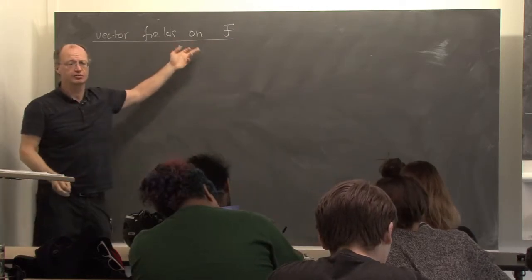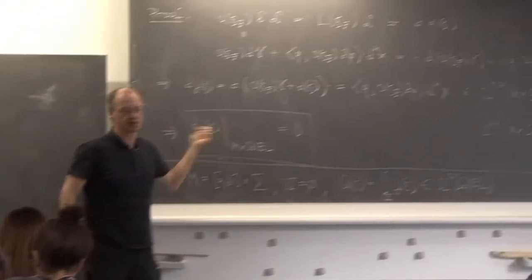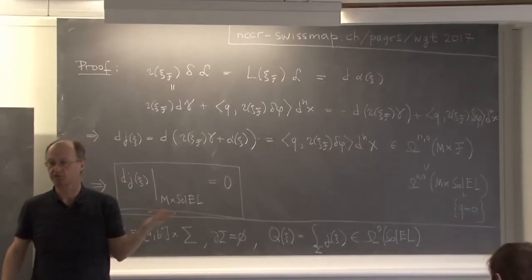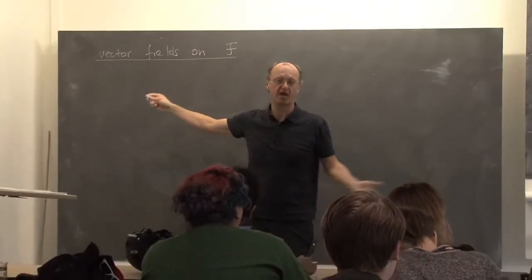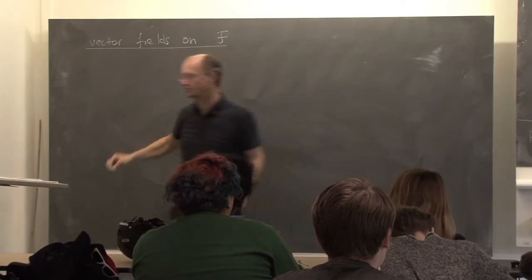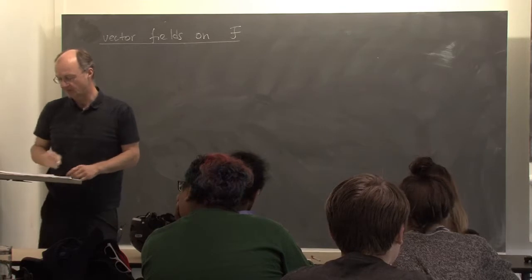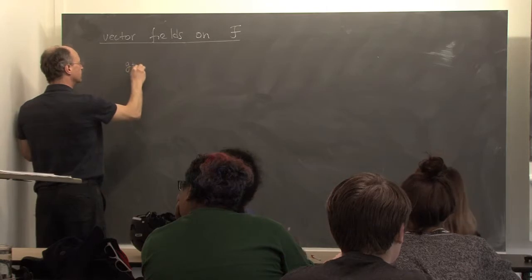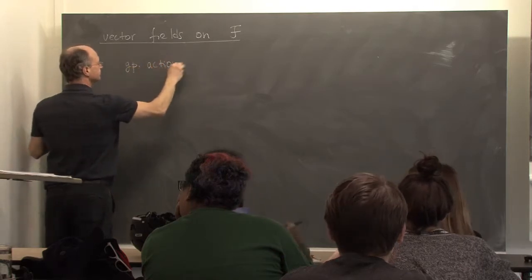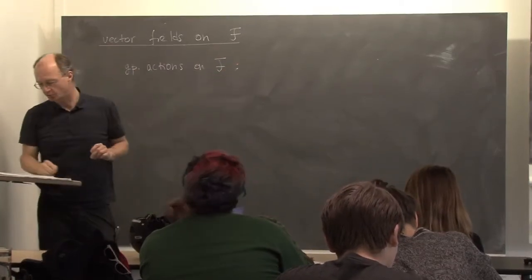Recall that the symmetries, in all this story of Noether's theorem, are special vector fields on the space of maps, on the space of fields, which have good properties. But first question: how do you practically build vector fields on the space of maps? Before going into vector fields or Lie algebra actions, let me start with group actions on F. This is somewhat more intuitive.